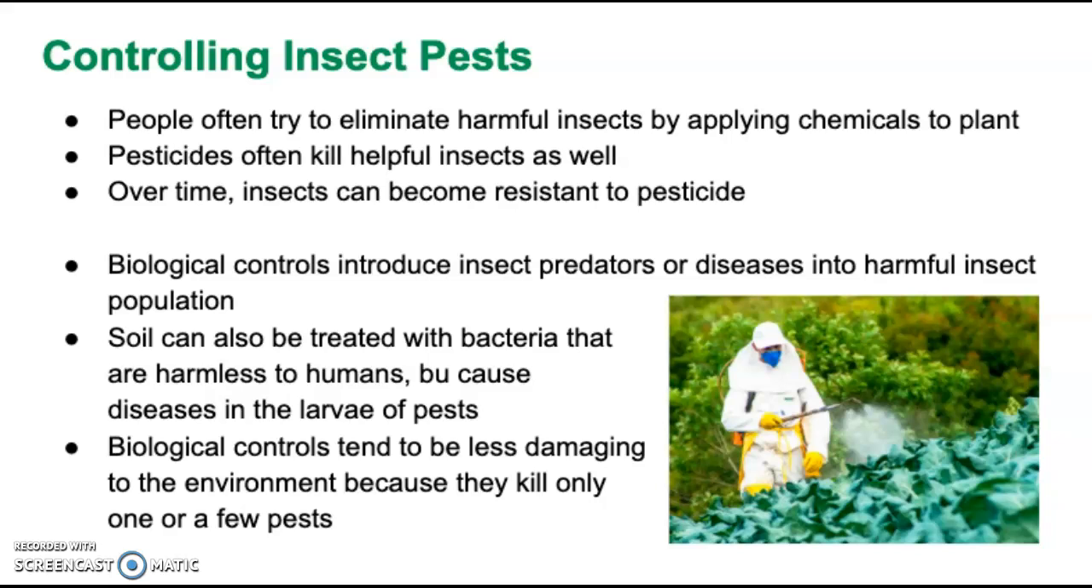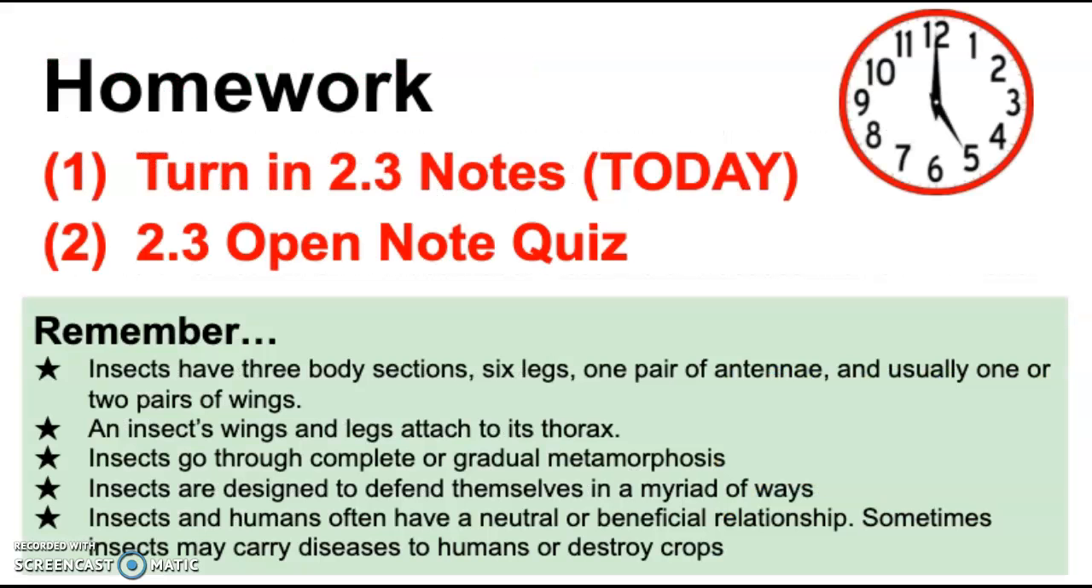Introducing specific diseases that are only harmful to certain species is another form of biological control. Soil can be treated with bacteria, for instance, that's harmful to humans, but can cause diseases to the larvae of some of these insect pests that we don't want to have around. Biological controls overall are thought to be less damaging to the environment because they're only going to kill the one pest or a select set of pests as opposed to killing everything.